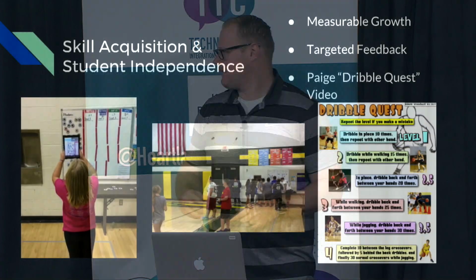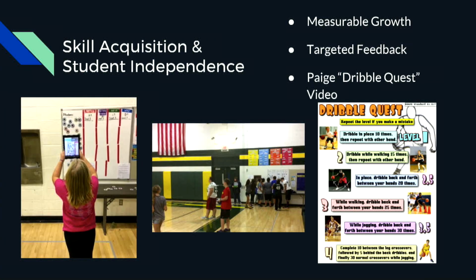So I kind of talked about skill acquisition and student independence. Here's an example of maybe what I would put up for the levels. It's kind of small, I don't know how well you guys can see it, but it says Dribble Quest on the side. I did not create this. My leveled ones don't have any awesome graphics or anything like that. It just says level 1, 2, 3, 4.